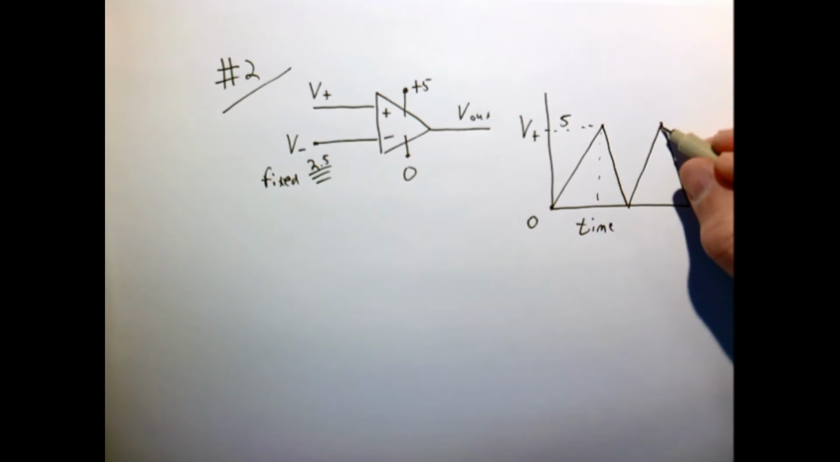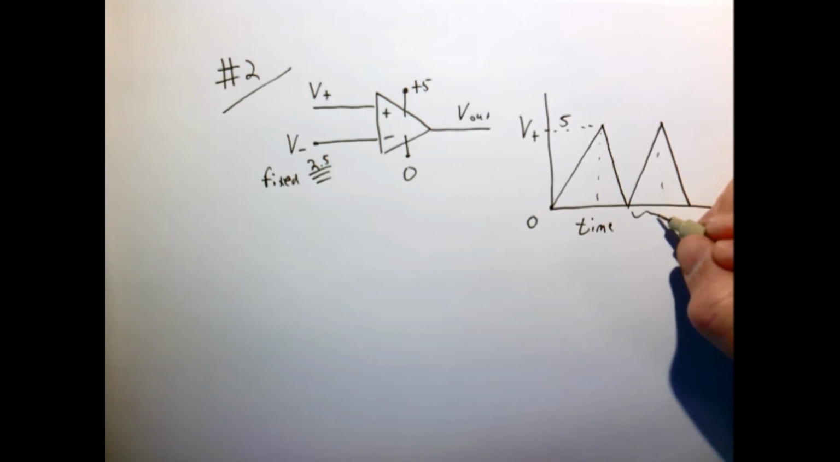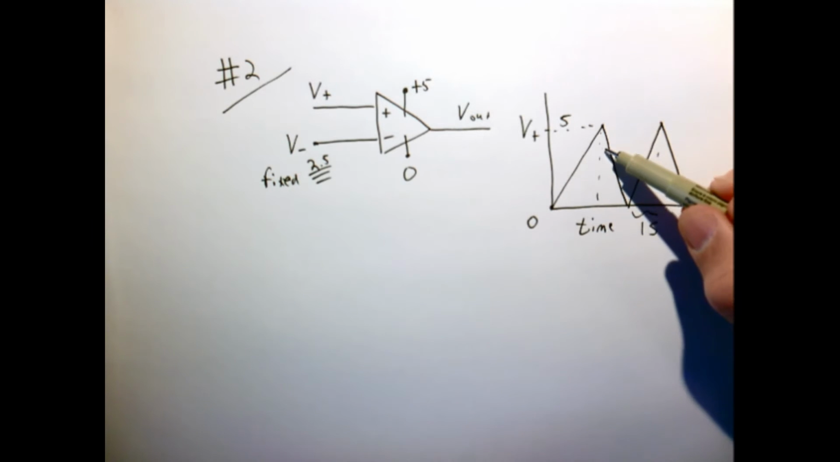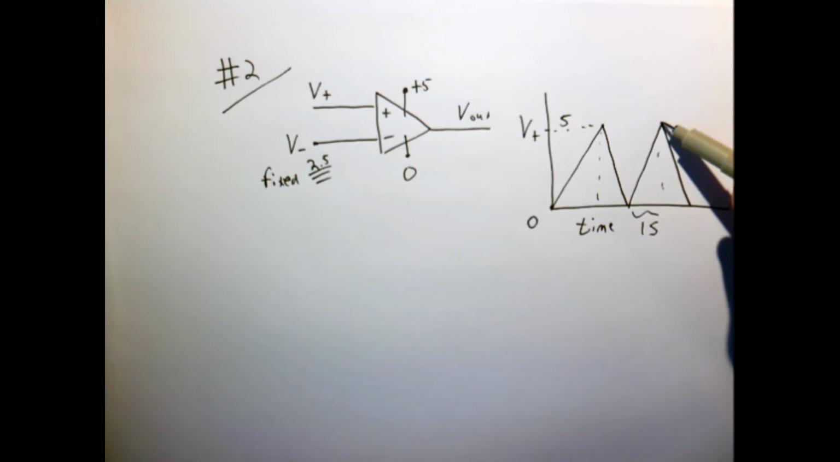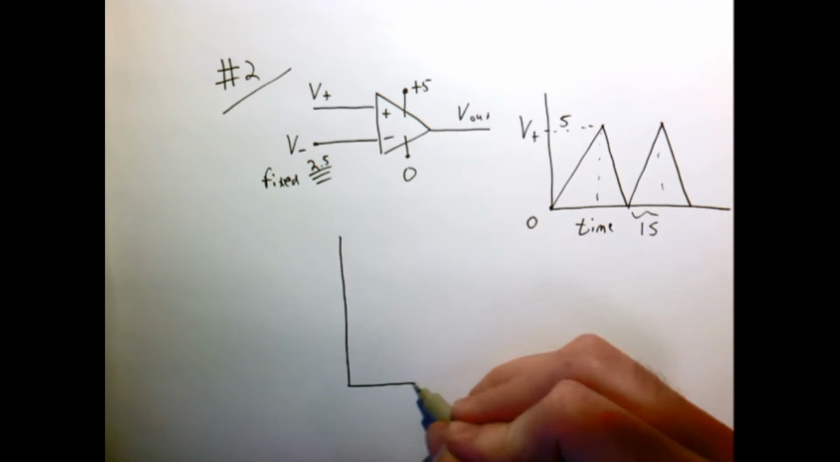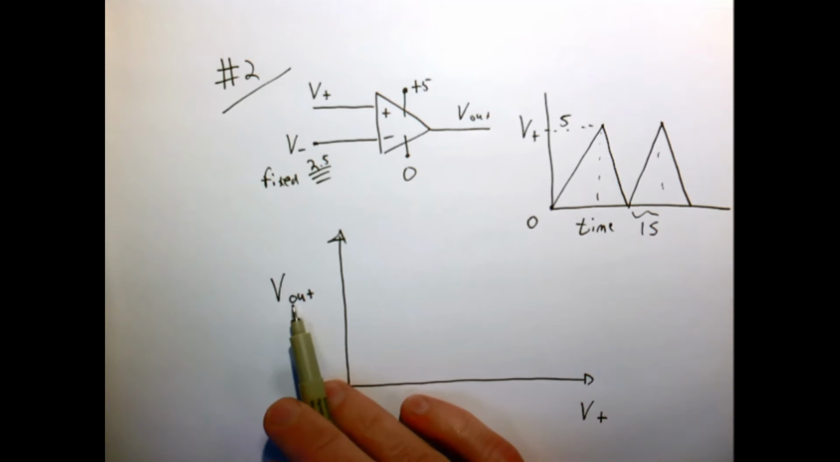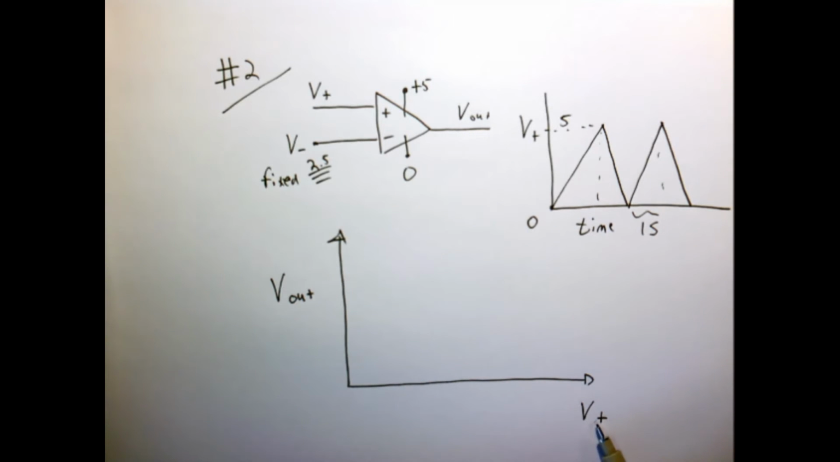The time of each ramp will be on the order of 1 second. So I'm going to slowly ramp the voltage up, slowly ramp it down, slowly ramp it up, slowly ramp it down. Now remember, in circuits, 1 second is really, really slow. Then I'm going to generate the following plot. Rather than plotting voltage as a function of time, I'm going to plot the output voltage as a function of the input voltage, specifically V+.